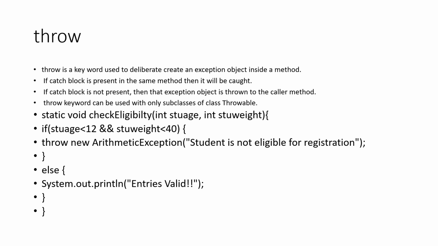Now look at this piece of code here. So here it is, you're throwing an exception, ArithmeticException. Throw new, you will always create a constructor of the class and pass the parameter.